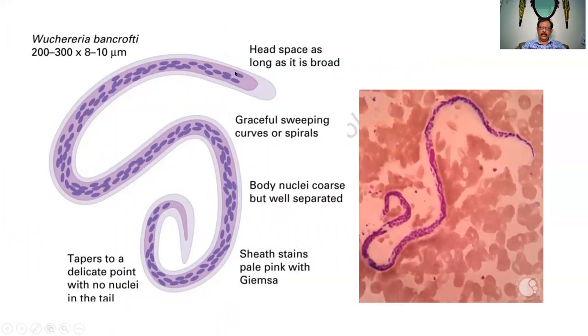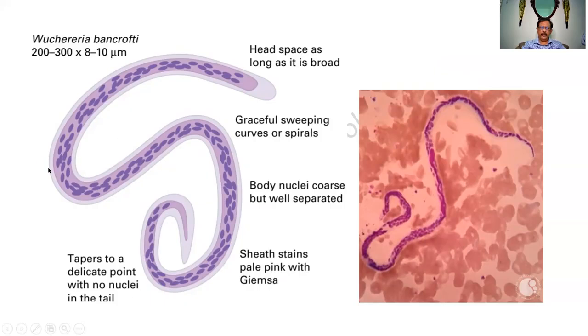Please try to appreciate the organism. As I mentioned earlier, this is the cephalic end and this is the caudal end or the tail. The cephalic end is more blunt, and the body itself has multiple nuclei which go rather up to the tail, and the typical end of the tail is free of the nuclei. This is something that we will have to remember.